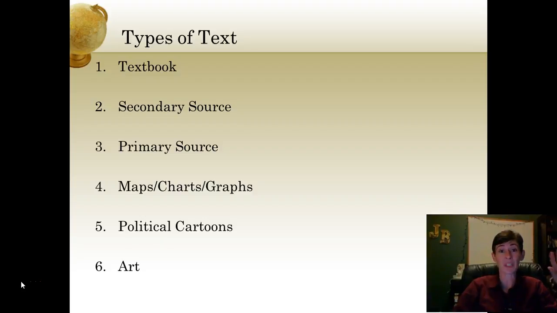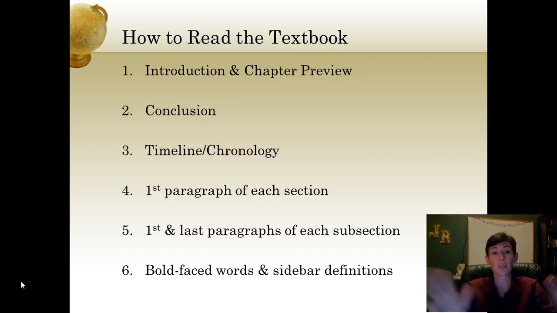So what are we going to talk about? Well, the types of text that we're going to break down are textbooks, secondary sources, primary sources, maps, charts, and graphs, political cartoons, and art. We're not going to do all of this in one lesson. The first 3 are going to be this one, and the last 3 are going to be part 2. All right, so let's start with textbooks.